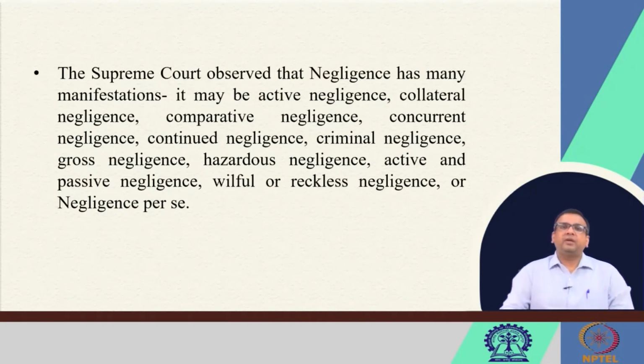The Supreme Court, the apex court, observed that negligence has many manifestations. It may be active negligence, collateral negligence, comparative negligence, concurrent negligence, continued negligence, criminal negligence, gross negligence, hazardous negligence, active and passive negligence, willful or reckless negligence, or negligence per se. So there are many different types because of the different case scenarios; the Supreme Court has observed so many manifestations in case of negligence as well as in case of medical negligence.